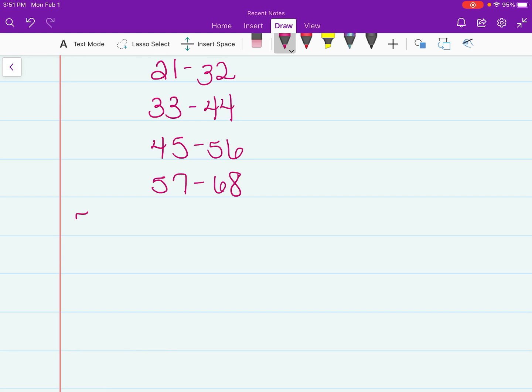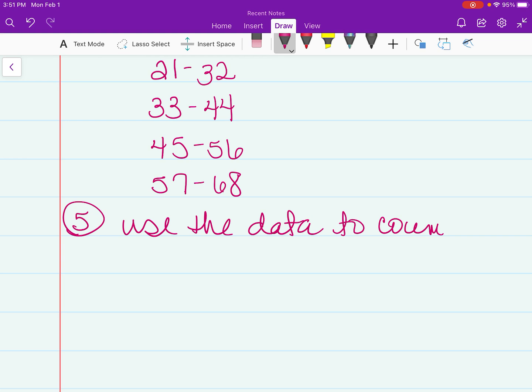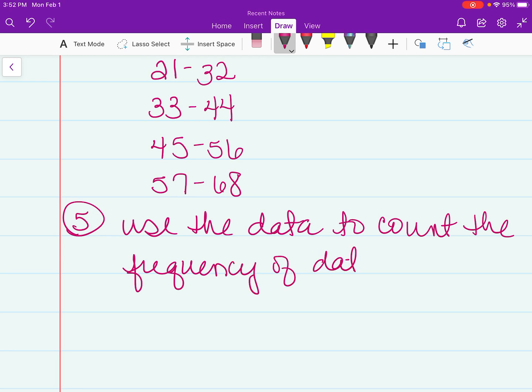Once you have the classes, then you will need to use the data to count the frequency of data pieces that fall in each class interval.